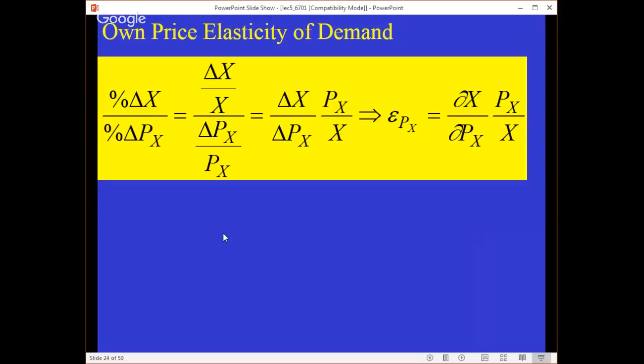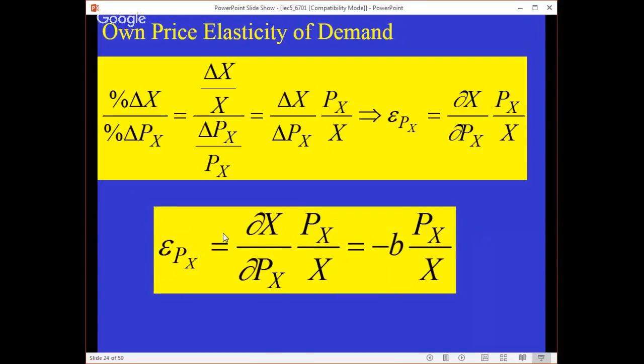So what's our own price elasticity of demand? Multiplied by P over X. Perfect. Okay. So that's our own price elasticity. Negative B times PX over X.